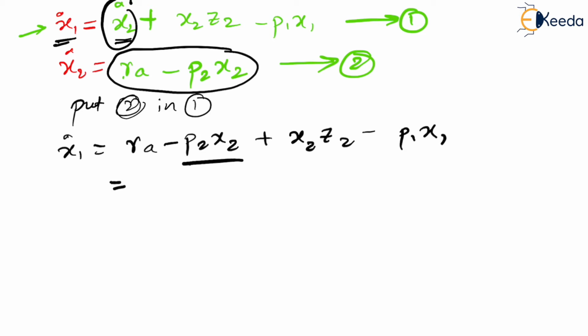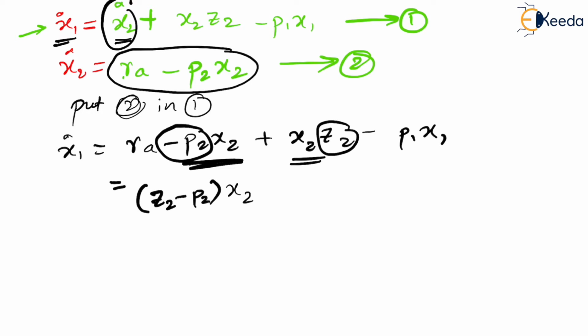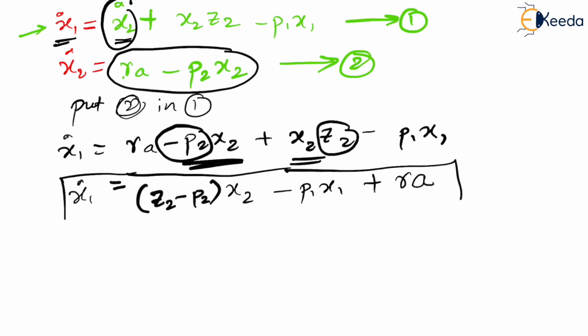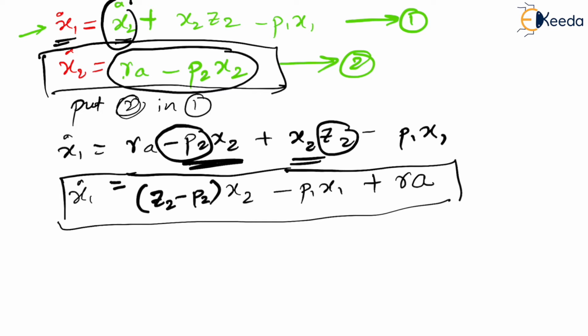If you think of the x2 terms, these two are common, so let me take x2 outside. Inside I can write z2 minus p2. Now these two terms are over. Now Ra is there and minus p1 x1 is there, so it becomes minus p1 x1 plus r into a. Let me call this equation 4. This is x1 dot, so I have got complete x1 dot here. Similarly, x2 dot is also here, so the state equation can be formed. But the output equation, let us think of that first.